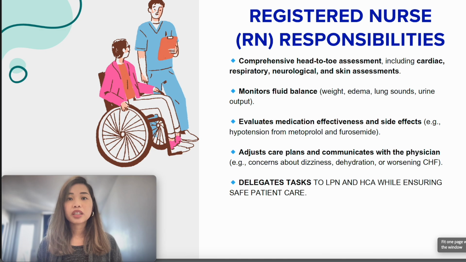Again, a reminder, before you do any interventions, before you give any PRN medications, you need to do your assessment first. Next, your responsibility would be to monitor fluid balance. So you need to take the patient's weight.